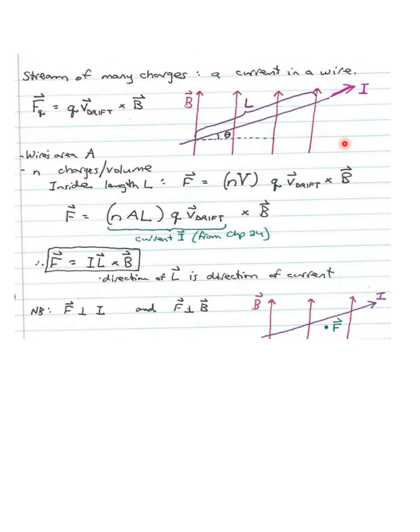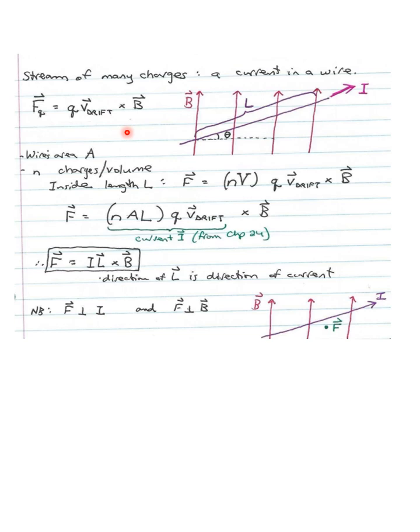B. The charges in the wire are moving, and if there's a current, then the charges share a common drift speed or drift velocity. And so each charge experiences a magnetic force that's given by this equation. Remember from a previous section that the force on a charge is the charge times the velocity vector, which is going to be the drift velocity, cross product with the magnetic field.